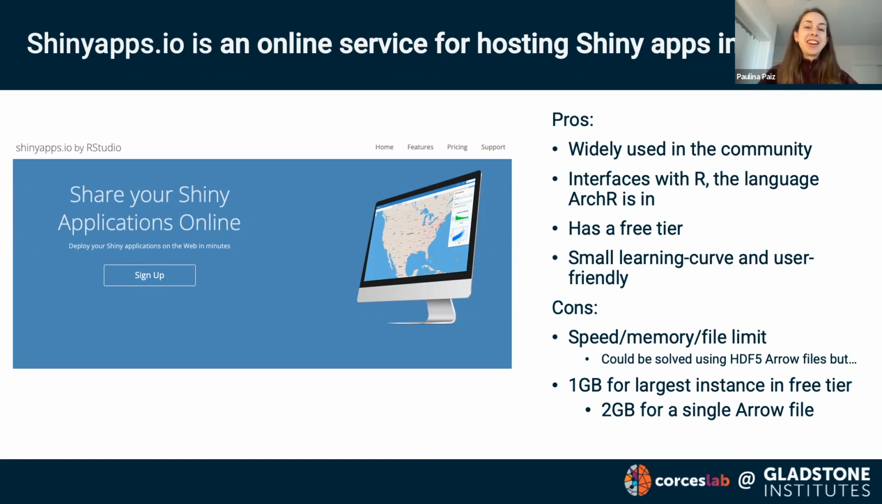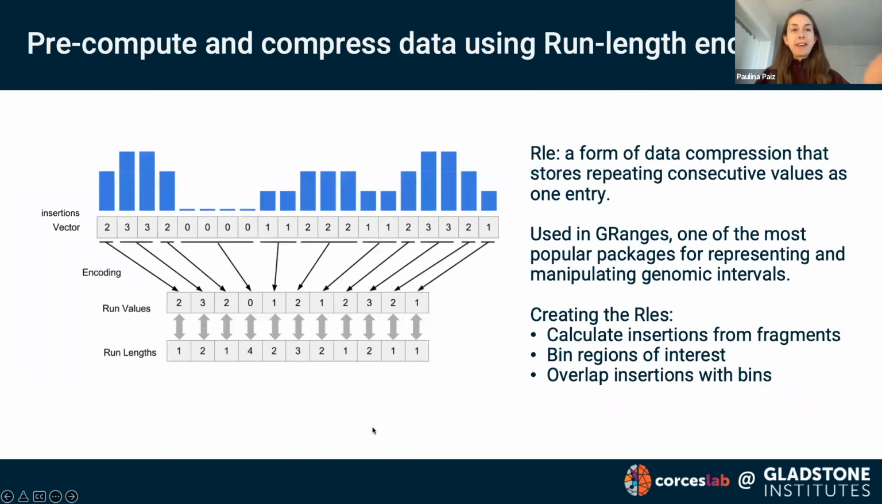And so instead of using the HDF5 files, we read about this other form of data compression called run length encodings, which stores repeating consecutive values as one entry. And so as you can see here, what you have is the length mapped to the value. So for example, 2 only appears once, and so the length of that would be 1. Then 3 appears twice, and so the length of that would be 2, and so on. RLEs are used in GRanges, one of the most popular packages for representing and manipulating genomic intervals.